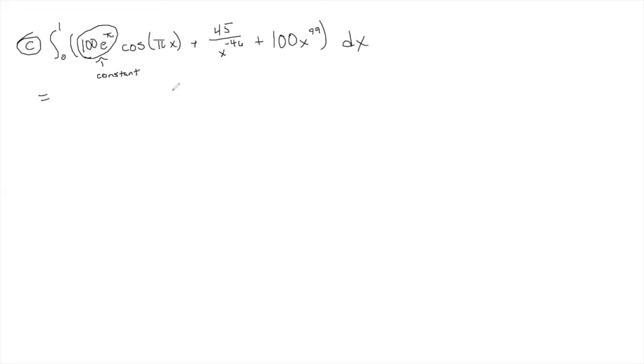So if I were to split this up and deal with these as their own terms, this 100 e to the pi can come outside the integral because it's just a constant. So don't let this affect you at all, even if you see letters like e and pi. If it's not an x, it's just a constant. So it has no bearing really on the integral. It just sort of comes along for the ride.